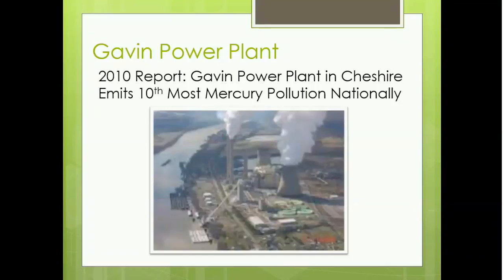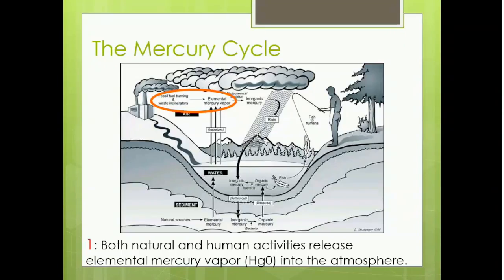Pause the video and discuss why mercury is bad for both humans and the environment. Mercury can cause many health problems in humans, including kidney failure in extreme exposures. Organisms in the environment can also be negatively affected by mercury exposure, sometimes resulting in death. Mercury moves through the environment. We'll break these movements down into 7 steps.